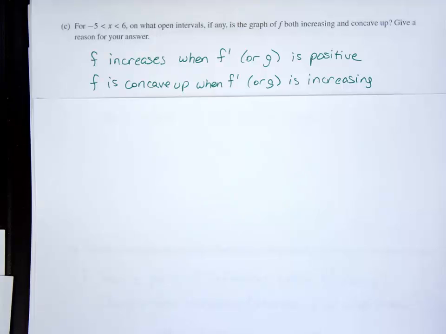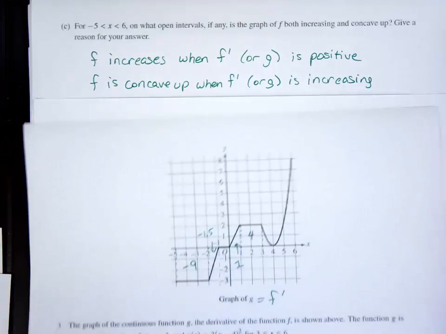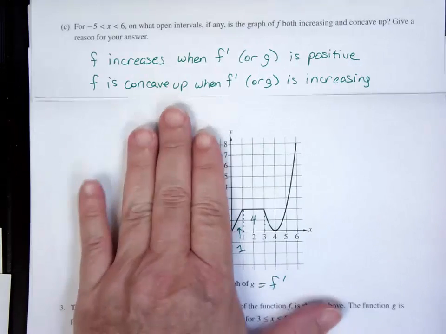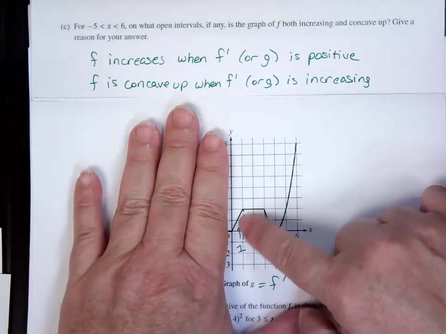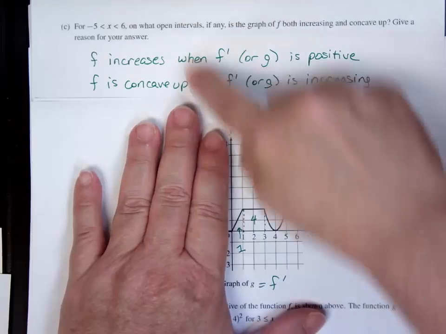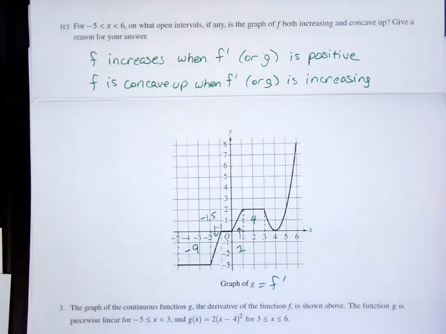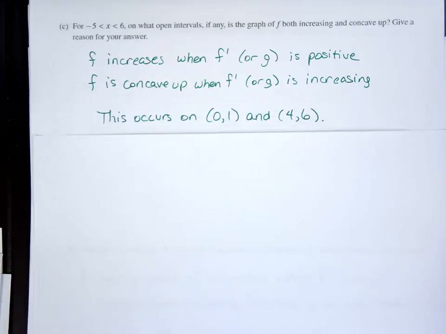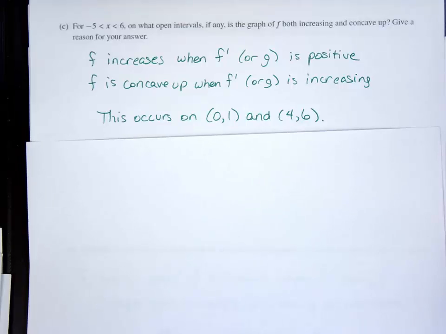So we have to answer the question about f dealing with f prime. So let me bring back the graph. I need to know where this graph is positive and increasing. So I can only look over here. Right here from 0 to 1 is positive and increasing, and then from 4 to 6 it's positive and increasing. If you notice, the interval says −5 to 6, so those are the two values I have to use. So 0 to 1 and 4 to 6 is the answer to this question.